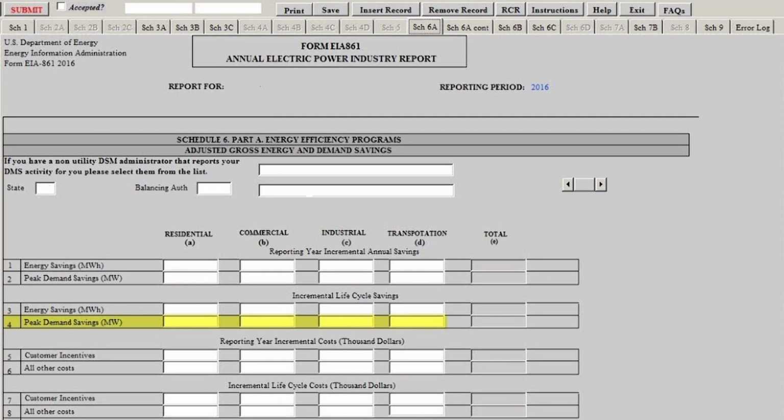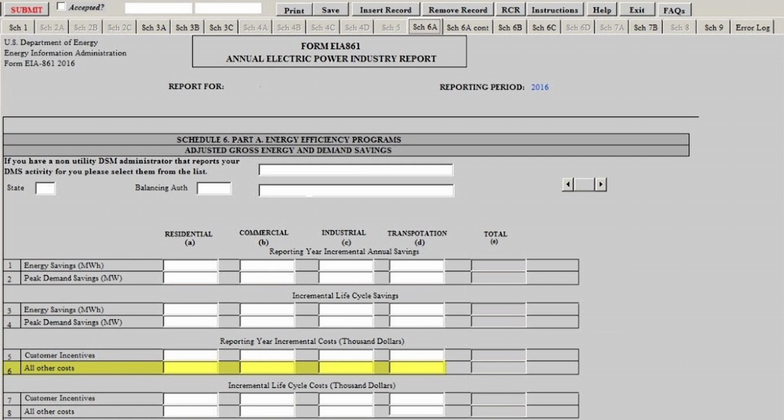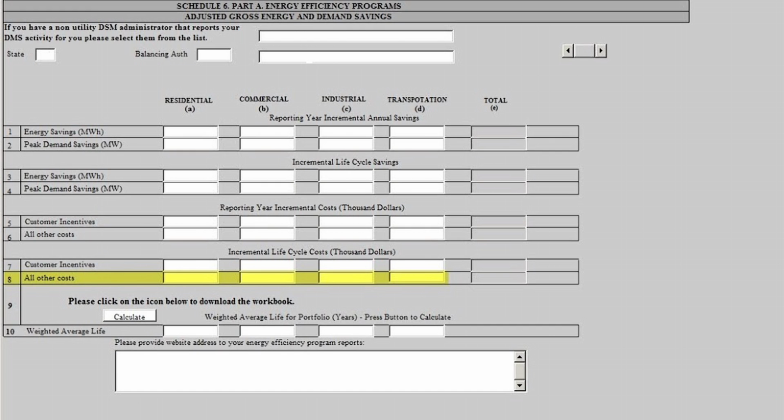Line 5 collects the financial incentives provided to customers for their participation in energy efficiency programs, such as rebates, cash payments, bill credits, and more. Line 6 collects data on all other costs associated with administering the energy efficiency program or portfolio, including, but not limited to, startup, administrative, and marketing costs. Line 7 is the total incentives provided to customers over their anticipated or estimated life of the program. Line 8 collects data on the costs associated with program administration over the anticipated or estimated life of the program.